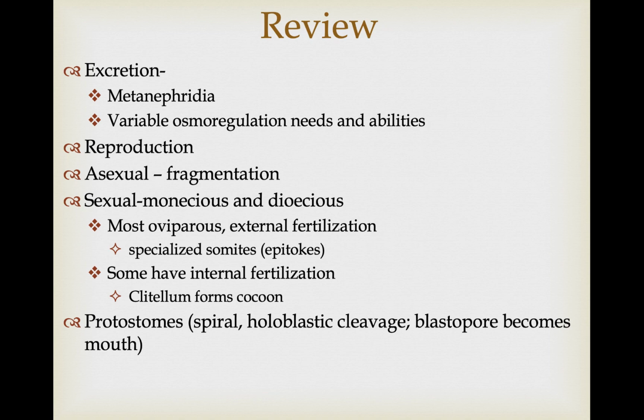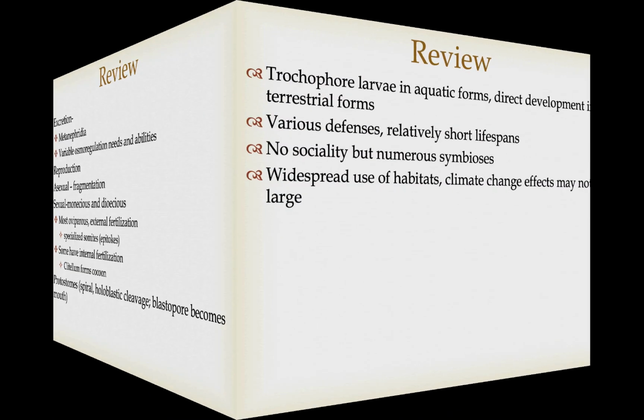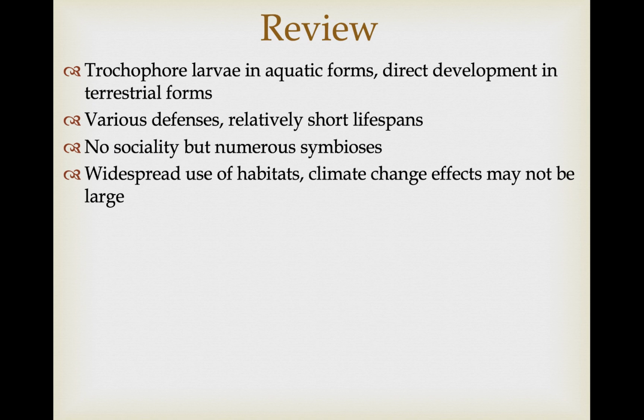That means they've got spiral holoblastic cleavage, and the blastopore becomes the mouth. There is a trochophore larva in the aquatic forms, but we do see direct development in the terrestrial forms. We talked about a variety of defense mechanisms going from being cryptic to aposematic and potentially dangerous, but they don't really have very long lifespans, and there really isn't any sociality. They do show a number of symbiotic relationships, including commensalism, quite a few parasitic forms, and some mutualisms.